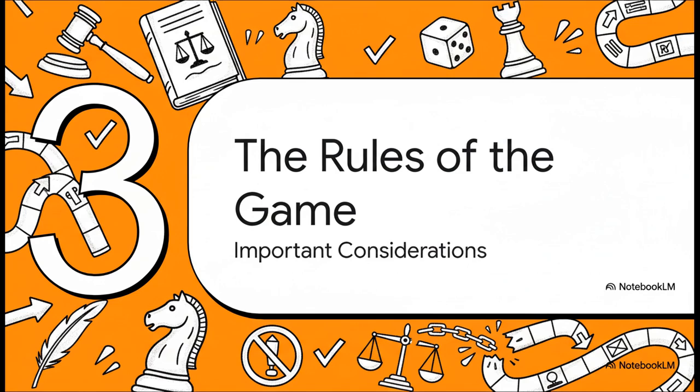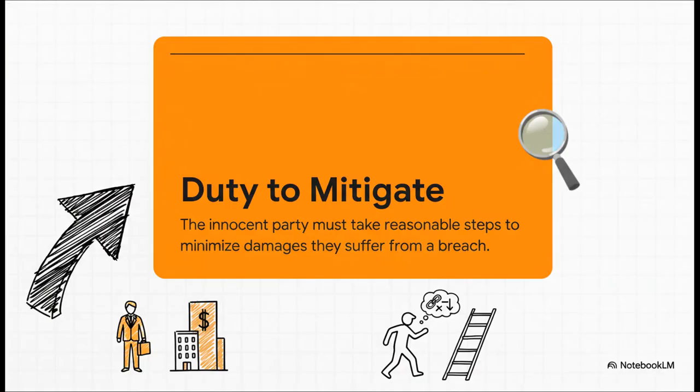All right, so now we know our tools. We've got the standard ones and the specialized ones. But before you can use any of them, there are a couple of really important rules of the game that you absolutely have to follow. First up is the duty to mitigate. This is a huge one. The law says that the innocent party can't just sit on their hands and watch their financial losses pile up after a breach. You have a duty to take reasonable steps to limit the damage. For example, if you're wrongfully fired from your job, you can't just sit on the couch for a year and expect a full year's salary. You have to at least try to find a similar job.